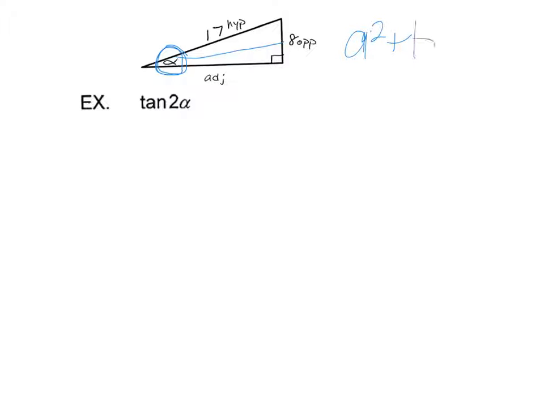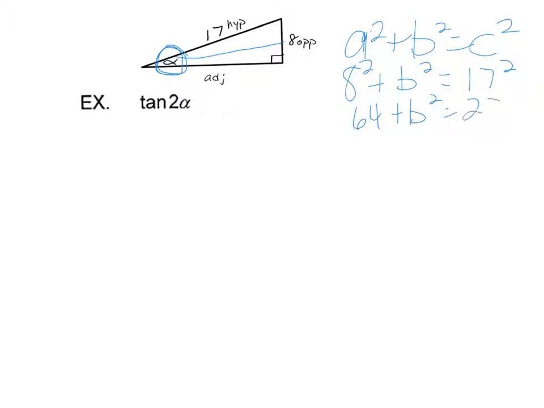a squared plus b squared equals c squared. Remember, c is always the hypotenuse. So that will be 8 squared plus b squared equals 17 squared. 64 plus b squared is 289. Subtract 64. b squared is 225. And then square root both sides. b is 15. So the adjacent side is 15.